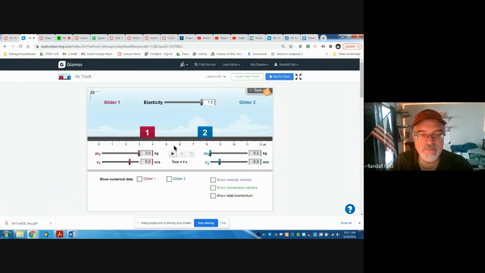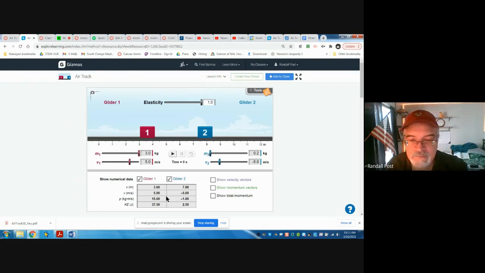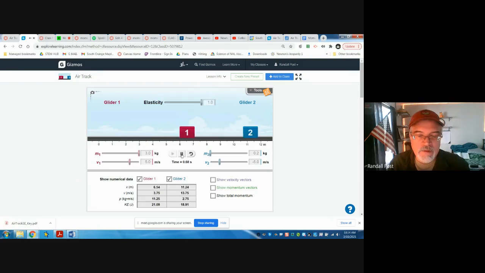So reset, click play with these turned on. So you want to get this little box showing here. Do we need vectors? I don't think we need that yet. Show momentum vectors. No. Do we need total momentum? No. Click play and see what happened.